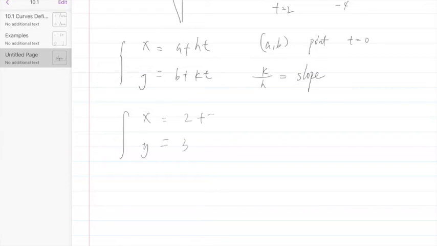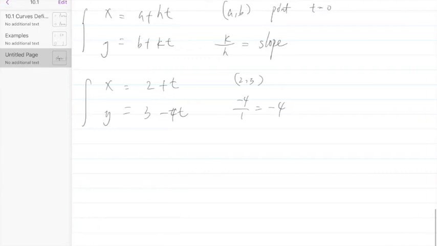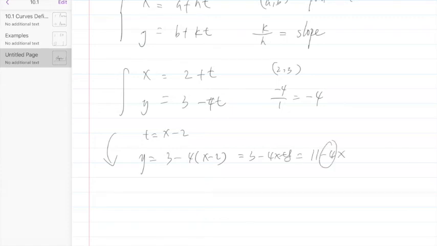let's recognize really quickly. So let's go back to this one. So just by looking at this, I kind of know, okay, number 1, this one passed the point 2, 3. And this one has a slope, negative 4 over 1, which is negative 4. So if you take a look, let's transform this one into the original xy equation. So remember what we do? We solve t from the first x, and then we plug in t using x minus 2, which we just solved. We have 3 minus 4x plus 8, which gives you 11 minus 4x. From here you can see the slope is negative 4, as we said.